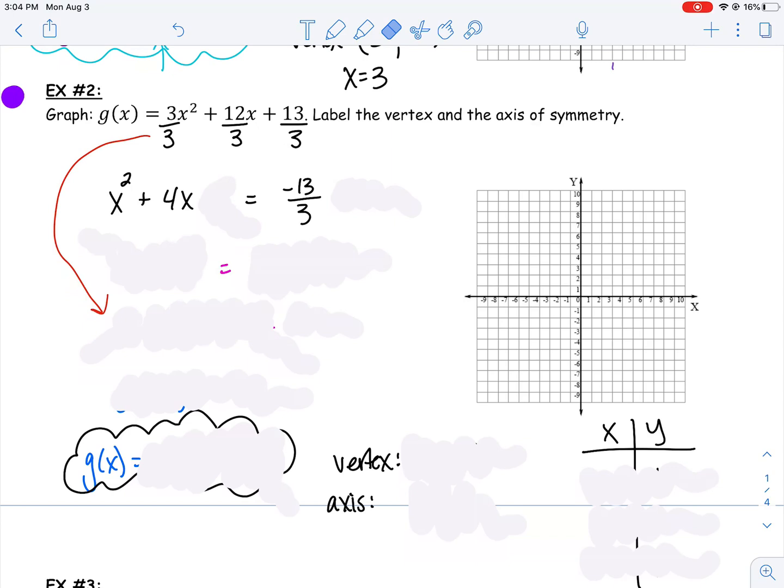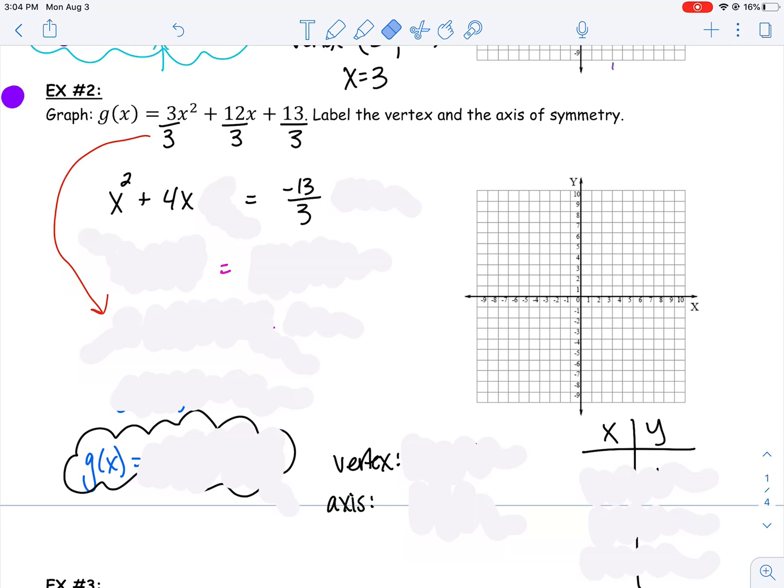So I'm going to take 3 and divide it by 3. That gives me a 1x squared. I'm going to take 12 divided by 3. That's a 4x. And then I have my 13 over 3. Doesn't quite divide evenly on that piece, but that's okay. Now remember, when I'm completing the square, I want to keep all of my variable terms on the left side, and I want to move everything without a variable to the right side. So that's why my 13 over 3 is now negative, because I subtracted it over.